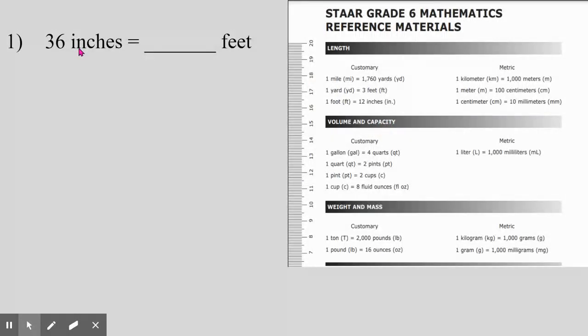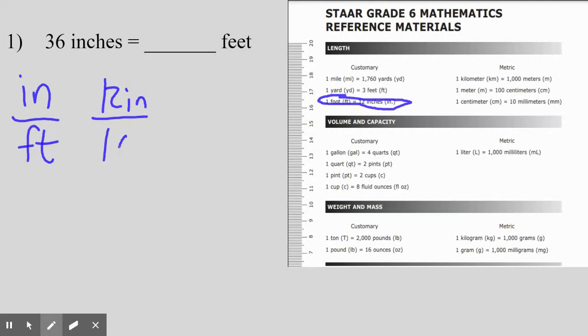So I have the problem 36 inches equals blank feet. So I need to start off by writing that word ratio. So I have inches to feet. I then am going to go over and look at my handy dandy STAR chart for these two units. So I see 1 foot equals 12 inches. So that's what I know. So I'm going to write that down. 12 inches over 1 foot. Remember, feet and foot mean the exact same thing. Equals. Now I can write what's given in my problem. So I have 36 inches over x feet.